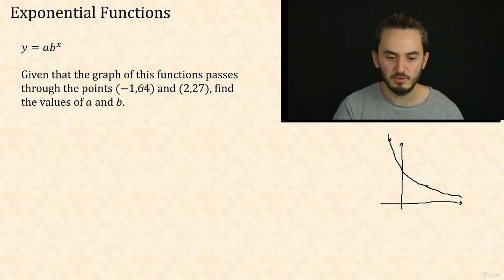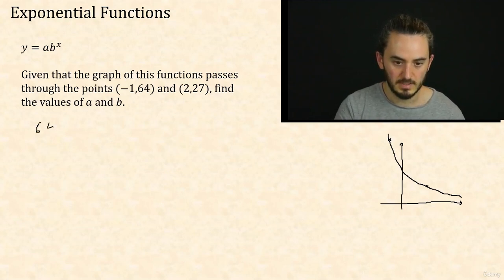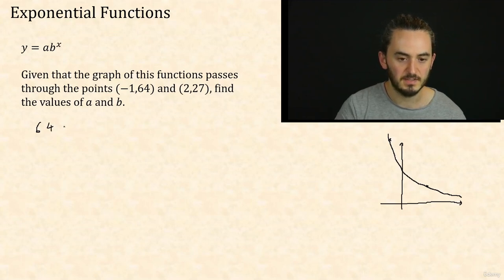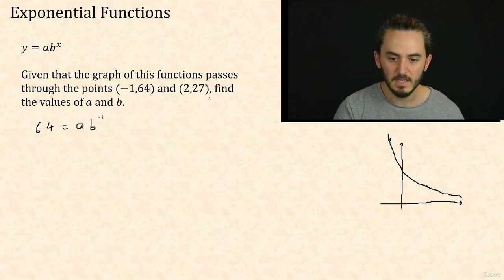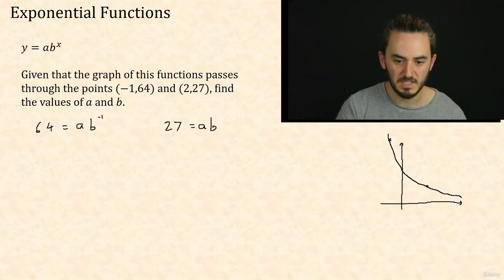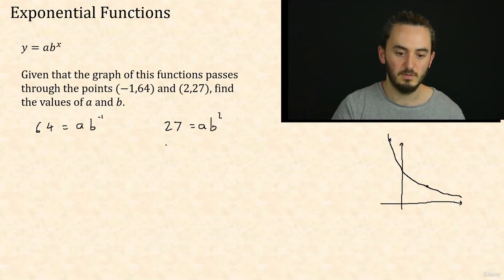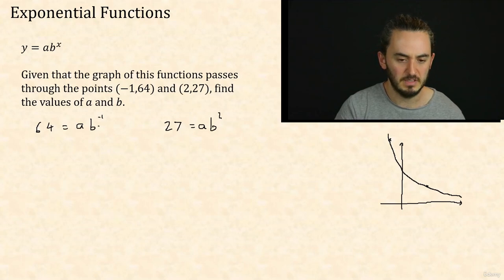I'm going to do this by just subbing these values in here. So when y is 64, x is -1. So we get y equals a times b to the -1. And if I sub these ones in, I know that when y is 27, x is 2, so I get a times b squared. Well, that's just simultaneous equations, isn't it? So I think we can do this by substitution.